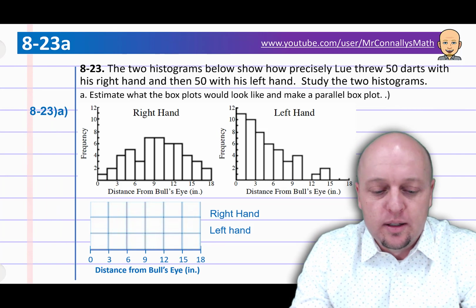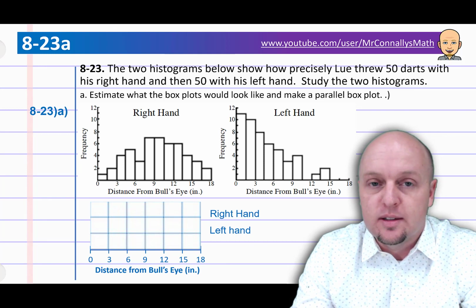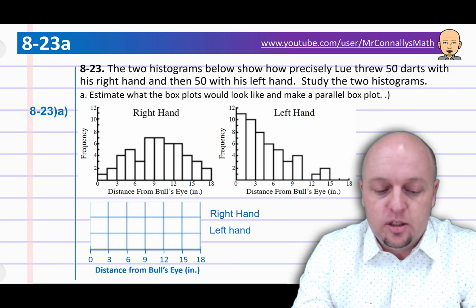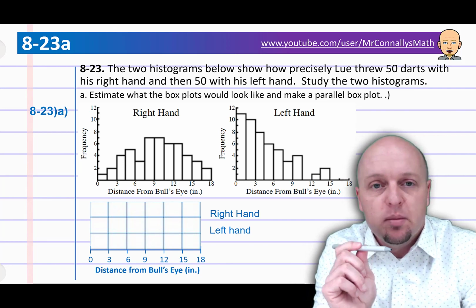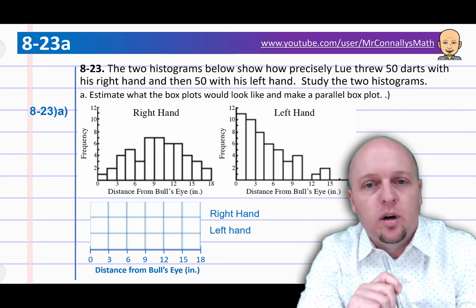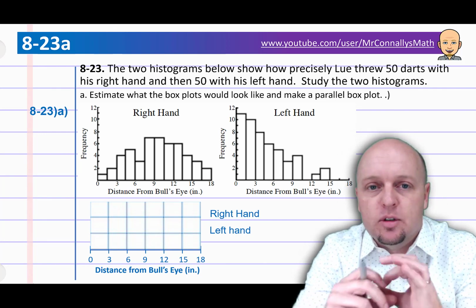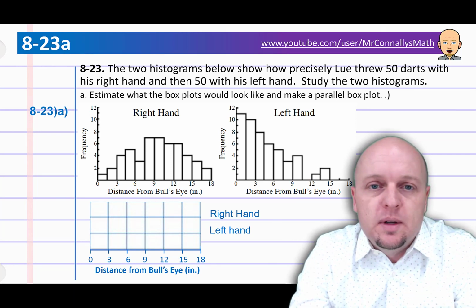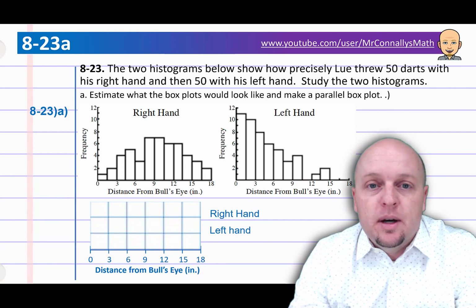All right, 823. The two histograms below show how precisely Lou threw 50 darts with his right hand and then 50 with his left hand. Study the two histograms. If you've never played darts before, they have these little pencil-like things with feathers, and you throw them against the wall, and you're supposed to hit a target called a bullseye. It's a bunch of concentric circles, with the middle circle being the most important.